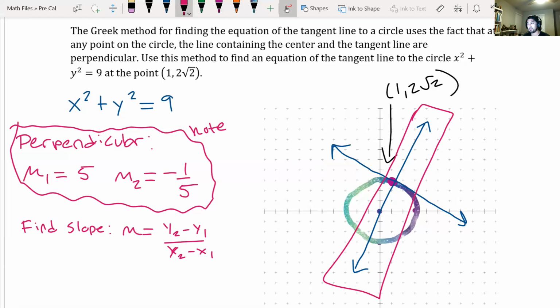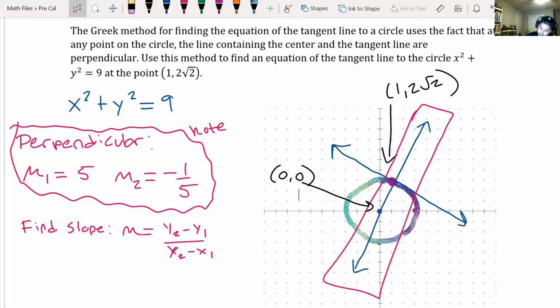1, 2 square root of 2. And what's the other point that we know? 1, negative 2 square root of 2. Well, or the 0, 0. 0, 0. Why not? Now, what we're going to do is, between these 2 points, we're going to find the slope of this given line.